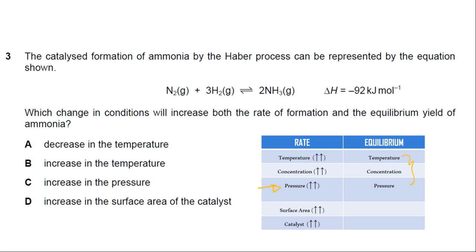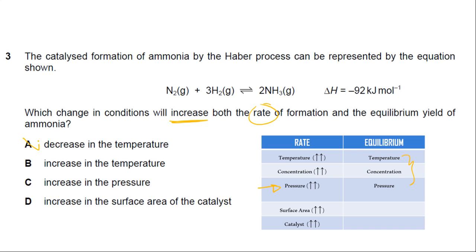And depending on which direction the equilibrium position heads depends on the conditions given. Now, if you want to increase the rate of formation of ammonia, if you want to increase the rate of the reaction, you need to do either of these, increase either of these. So let's look at the options.